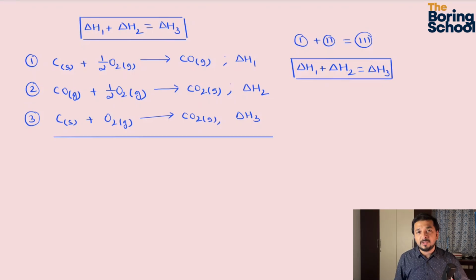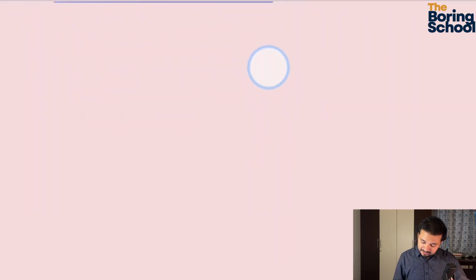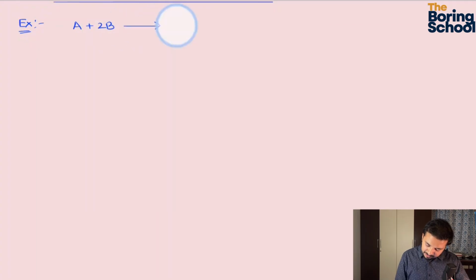So this will be used while doing problems based on thermochemistry. I hope all of you have understood this. Let's take one example, then it will be more clear to all of you. So the example is: A plus 2B is giving us C, and C plus D is giving us E plus B.